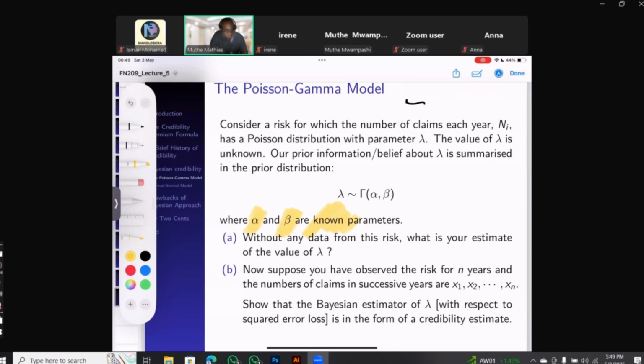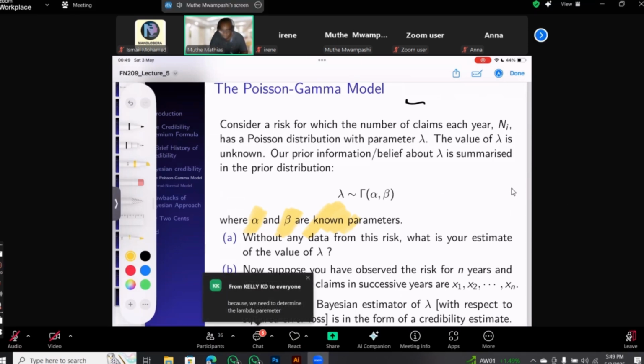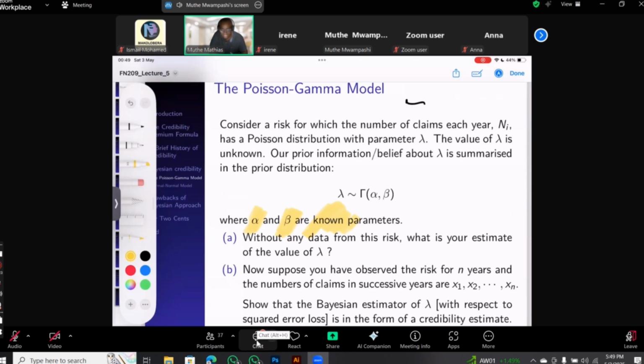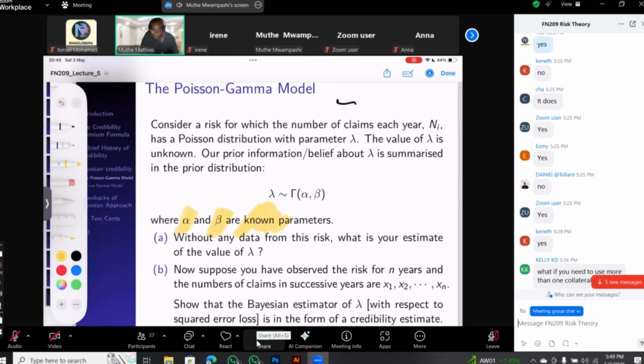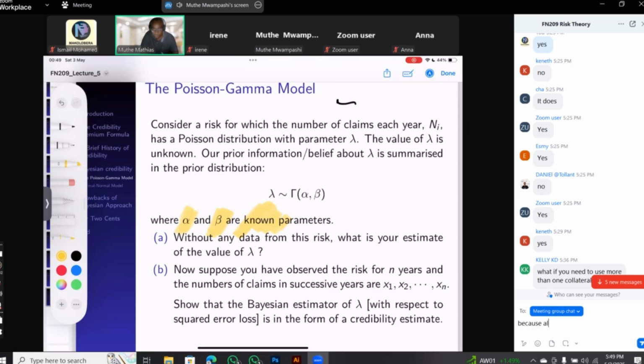Okay, so I can see in the chat, Anna said, we have no data to find them. Okay, so we have no data to find them. So we have to make an assumption that they are known. Okay, I think that is a good response because our variable is lambda. Yeah, so our variable is lambda, I agree. So it's a random variable, and we are making an assumption that it has a distribution, which is a gamma distribution. Because we need to determine the lambda parameter.